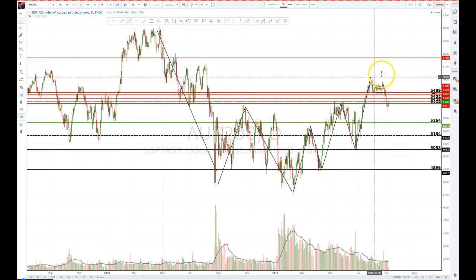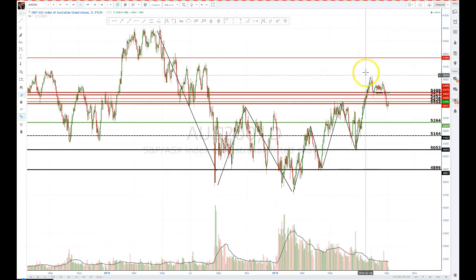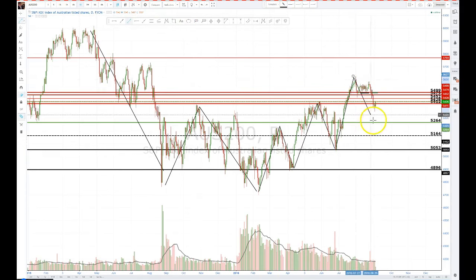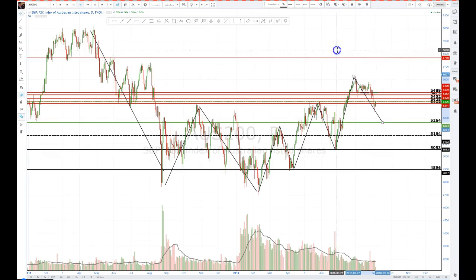How do I look to get in? If you're looking to get involved on the long side, how do you get involved? Obviously, we want to look for a retracement. We want to look for the market to pull back into one of these support levels here, and we look for an entry to get long.